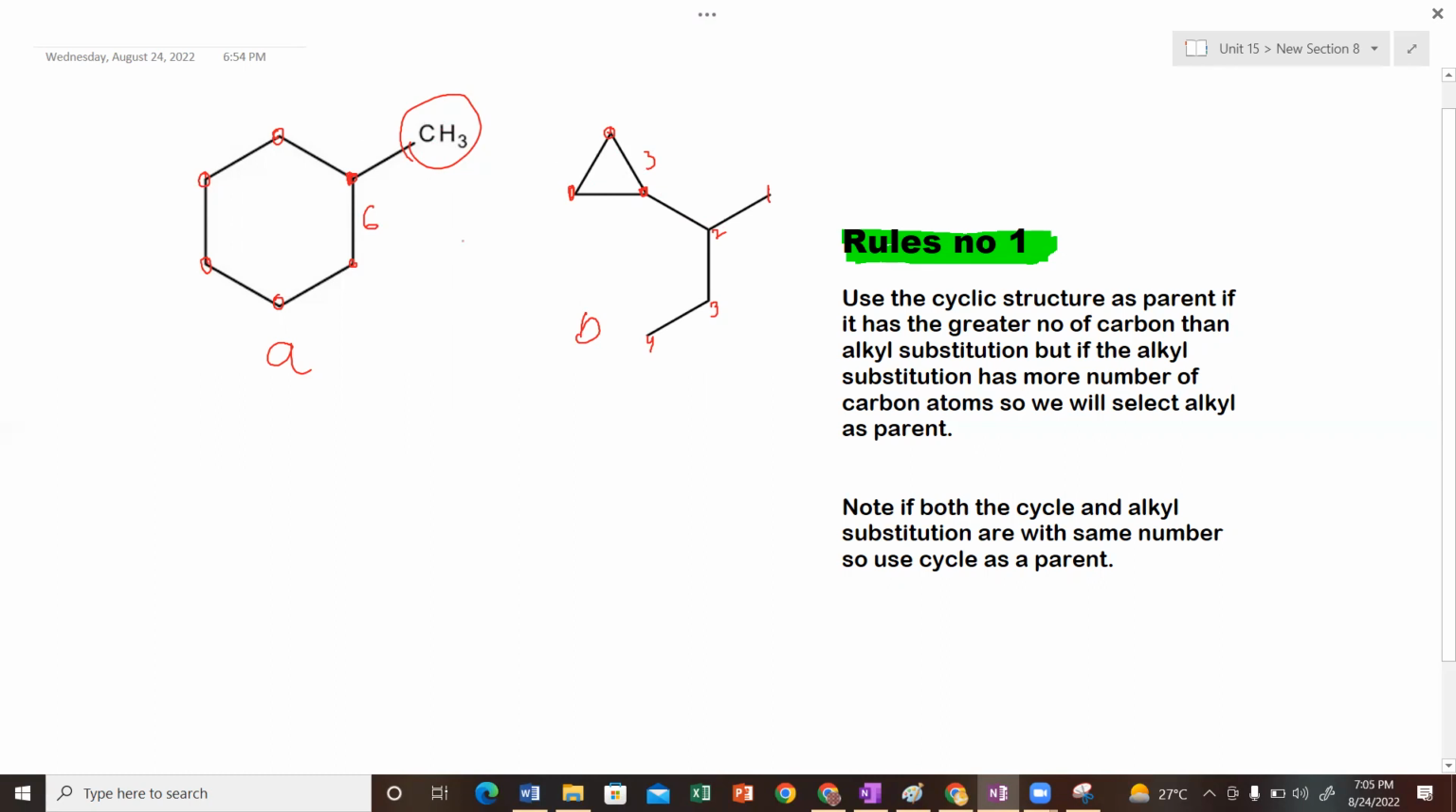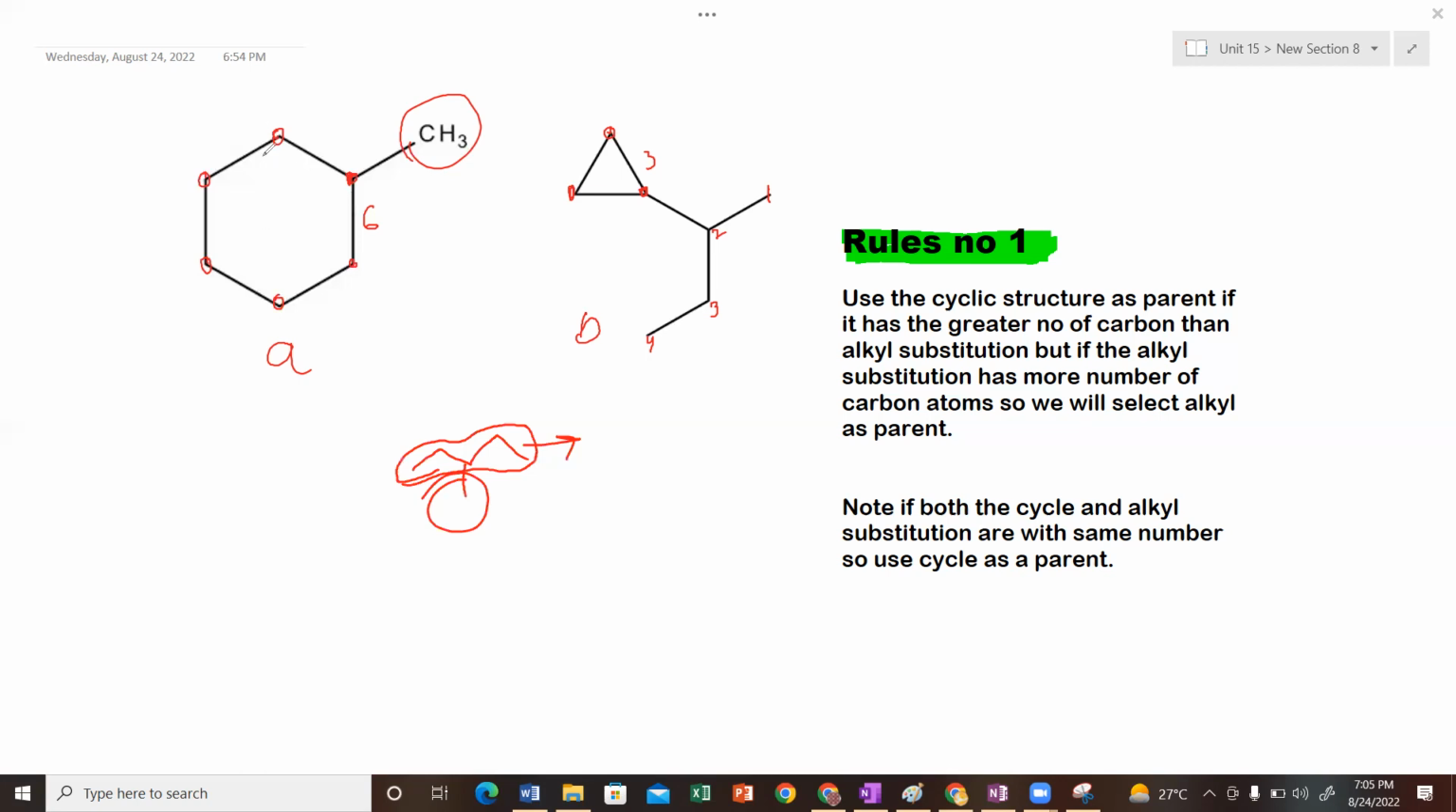Now, how would we name them? The names for these compounds would be according to rule number 1. Now, what does rule number 1 tell us? Use the cyclic structure as the parent if it has a greater number of carbons than the alkyl substituent. If you remember that we followed the naming pattern for alkyl groups or the substituents that were attached on a linear chain, like we were having this linear chain. So we selected this as the parent chain and this one as a branch.